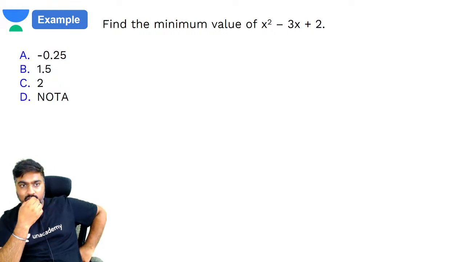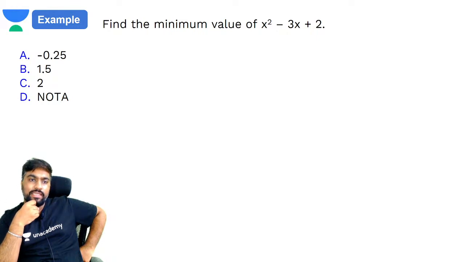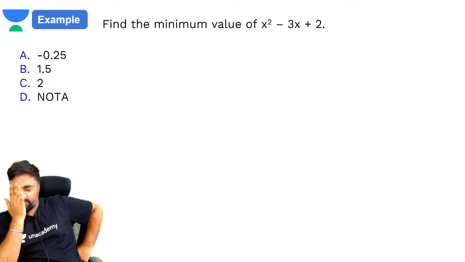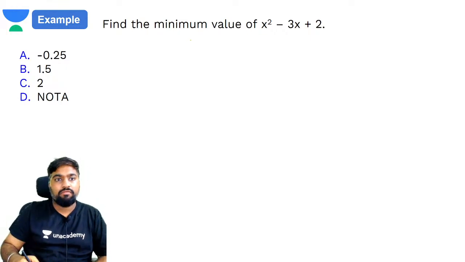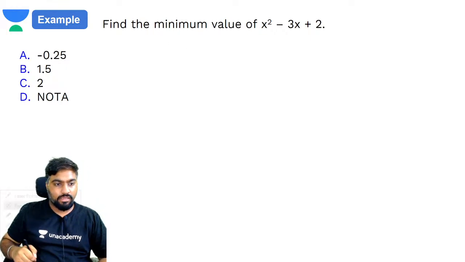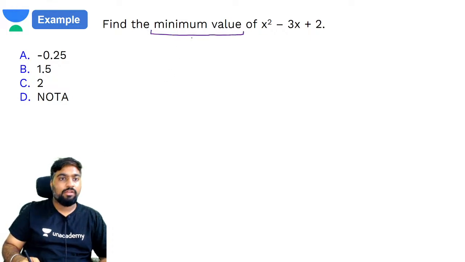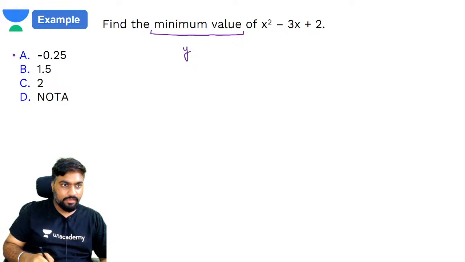Let's quickly try this. Find the minimum value of x square minus 3x plus 2. x square minus 3x plus 2. What will the minimum value be? So they're asking the minimum value of the entire function, right? Minimum value of the entire function. The minimum value of the function is basically what? At y. Gaurav says A, Nalin says A, others.